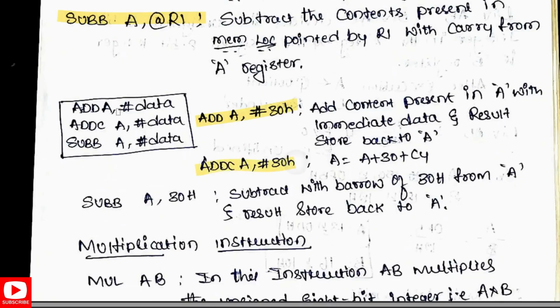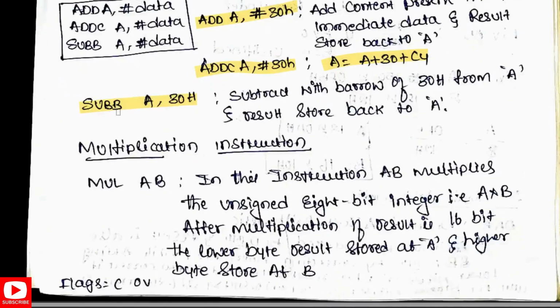Now ADDC A comma #30H. Here what will A result in? A plus 30 plus the carry obtained. Then SUBB A comma #30H again subtracts, with borrow, 30H from A, and the result is stored back in A.